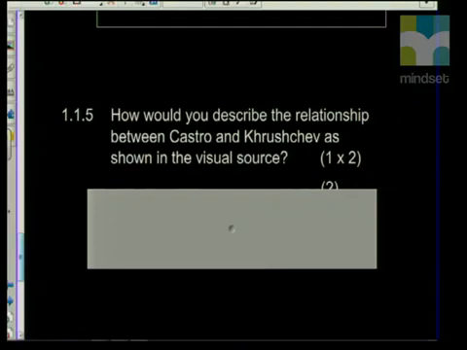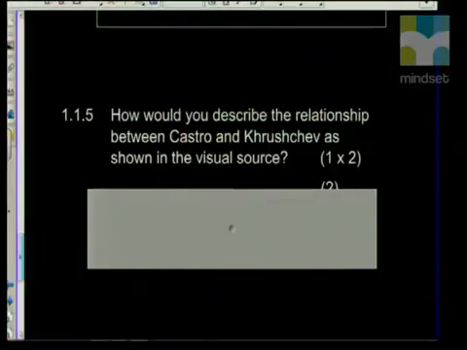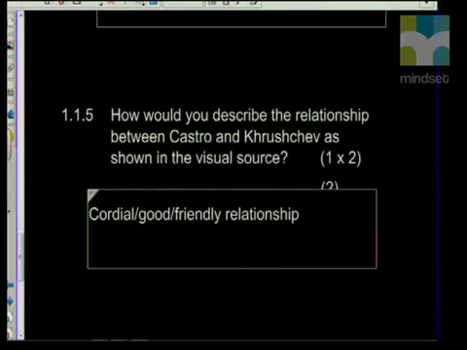Okay, so we've looked at that photograph and we've looked at the visual clues that are going to help you answer the question. So coming back to the question, it reads, how would you describe the relationship between Castro and Khrushchev as shown in the visual source? So again, they are asking for your own opinion, but it is based on the visual source. So in other words, you can't just make things up that are not related to the visual source. Now let's look at the possible answer here. It's that it was a cordial, good, friendly relationship.